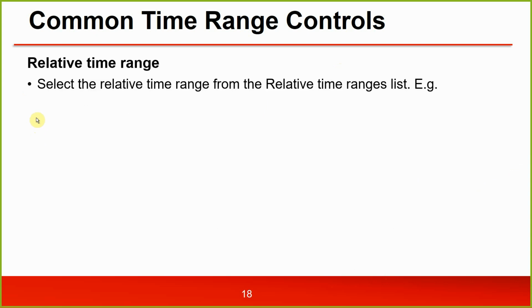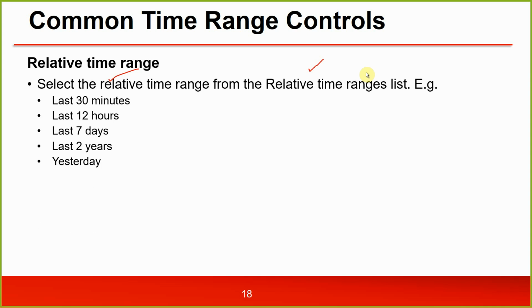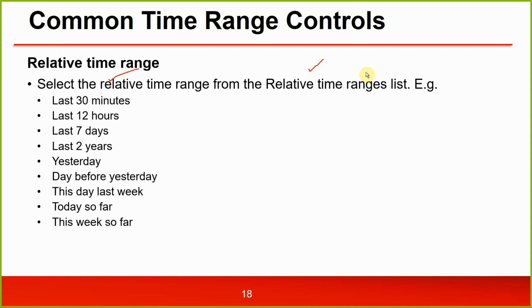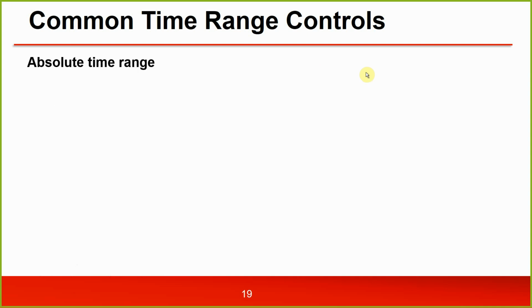Relative time ranges. Select the relative time range from the relative time ranges list, for example, last 30 minutes, last 12 hours, last 7 days, last 2 years, yesterday. All these are possible examples. Day before yesterday, this day last week, today so far are relative time ranges, and this week so far, this month so far. These are all examples of relative time ranges.